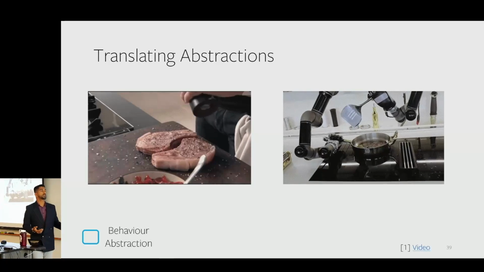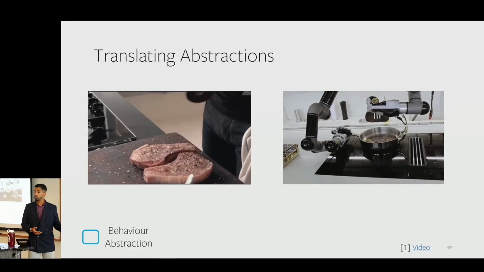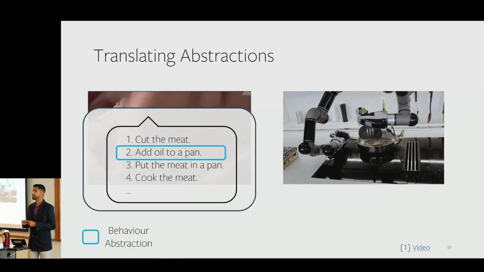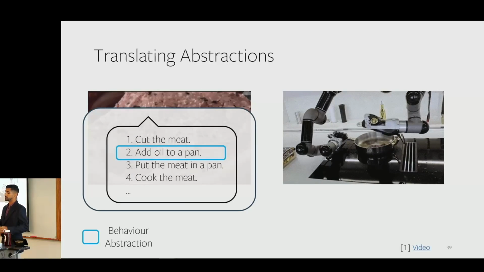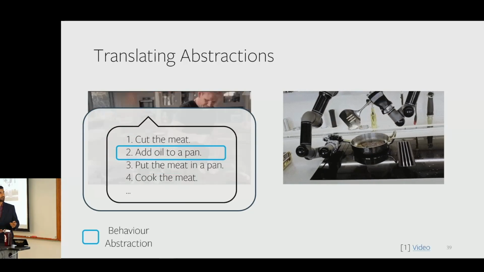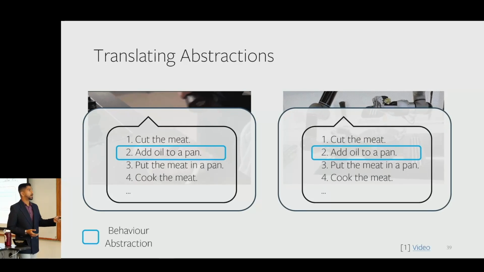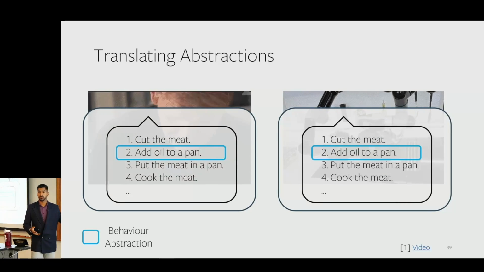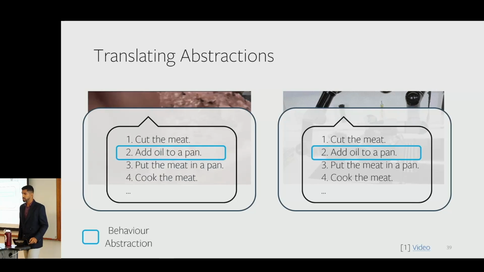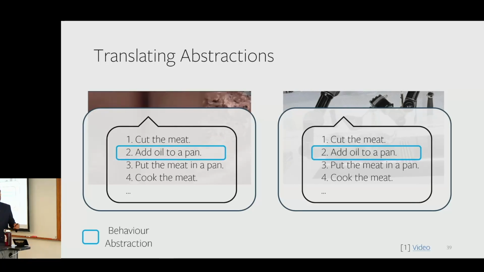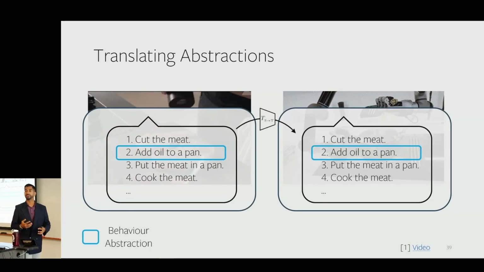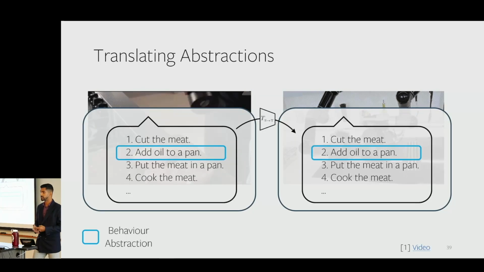So let's go back to our cooking example. We saw in part 1 of the talk how you can acquire these behavioral abstractions that represent motions or behaviors in each domain. And we saw how we could do this in any arbitrary domain, so both the source and the target domains. In this part of the talk, we're going to address how we can learn correspondences between these two sets of behaviors or skills.